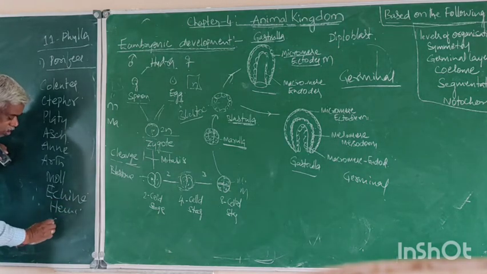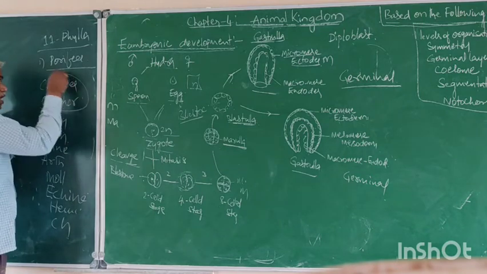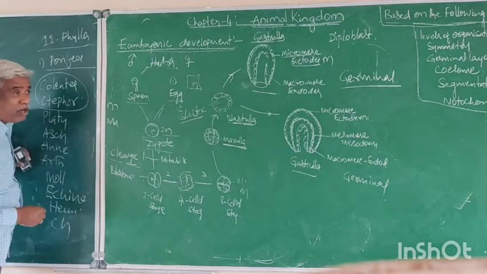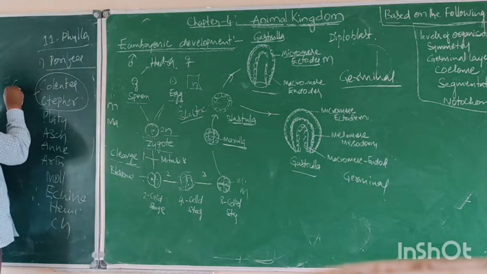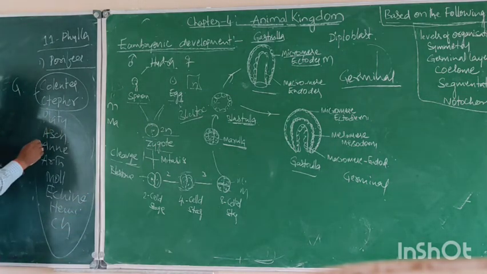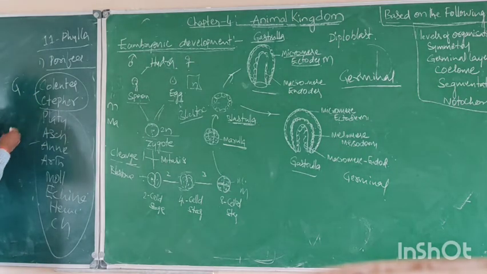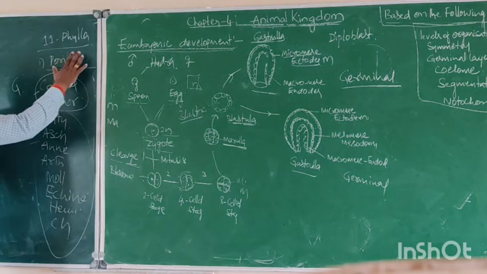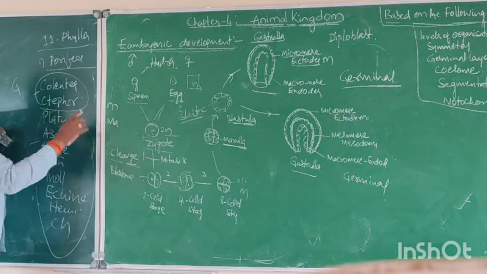In these two phyla, their embryonic development contains only two layers in the gastrula. This phylum also has embryonic development containing morula, blastula, and gastrula, with porifera being on one side.